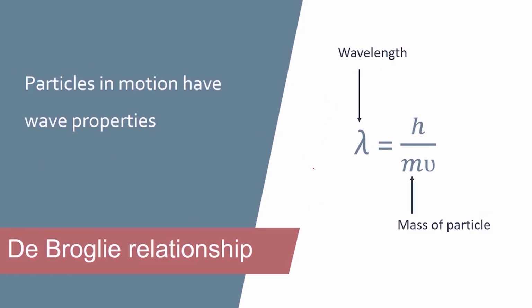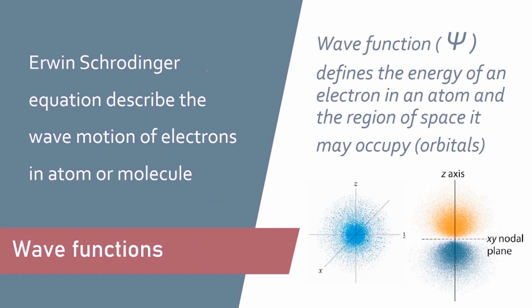For any particle, the wavelength, lambda, and the mass, m, are related by the equation: the wavelength, lambda, equals Planck's constant over mass, m, multiplied by the frequency, nu. From this principle, Erwin Schrödinger proposed an equation to describe the wave motion of an electron in an atom or a molecule. The set of solutions of the Schrödinger equation, the wave function, Greek psi, each defines the energy of an electron in the region of space it may occupy. This region of three-dimensional space is referred to as an orbital.